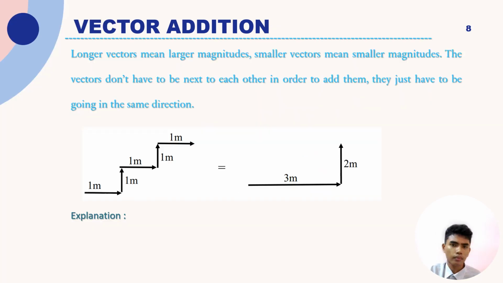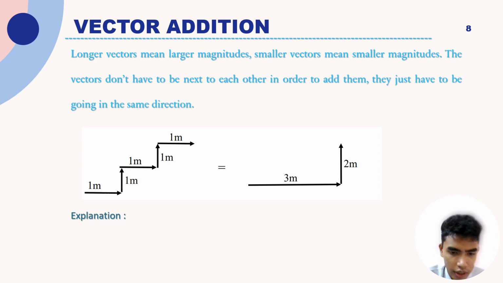So let's move on and continue with vector addition. I already explained it before, but I'm going to explain it more so you can understand it a little better. Longer vectors mean larger magnitudes. Smaller vectors mean smaller magnitudes. Of course, that is also a normal thing to know. The vectors don't have to be next to each other in order to add them. They just have to be going in the same direction.